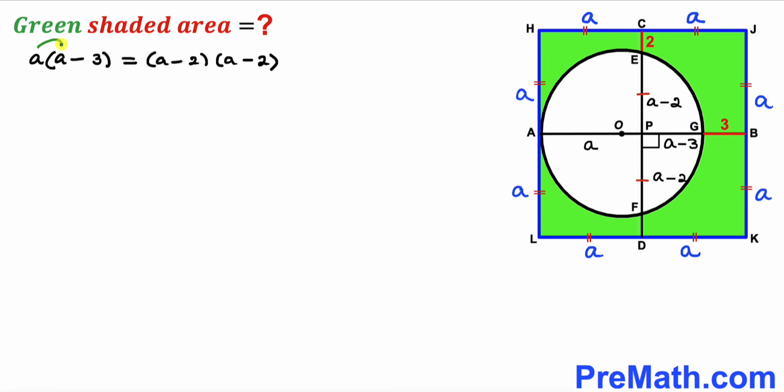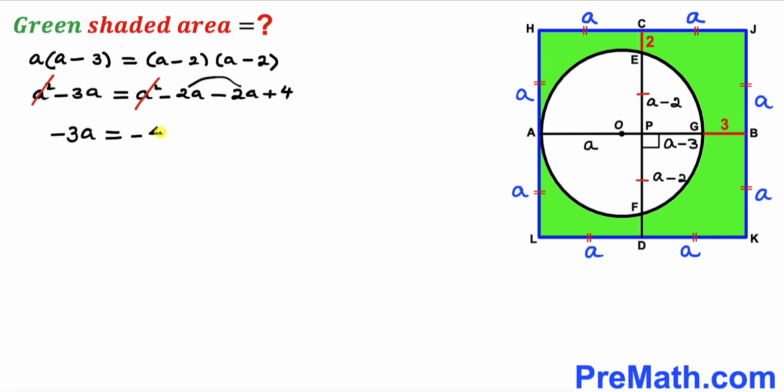And now we are going to distribute, and over here we are going to do the double distribution as well. So therefore we can write a² − 3a = a² − 2a − 2a + 4. And now we can see a² and a², they are gone. So therefore we end up with −3a = if we combine these like terms, that's going to give us −4a + 4.